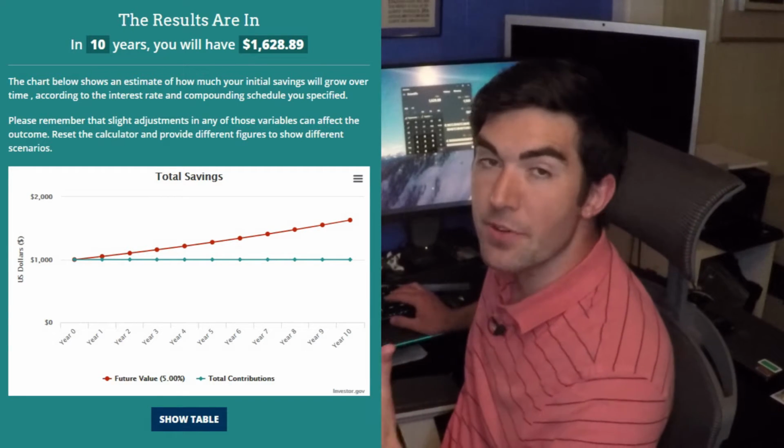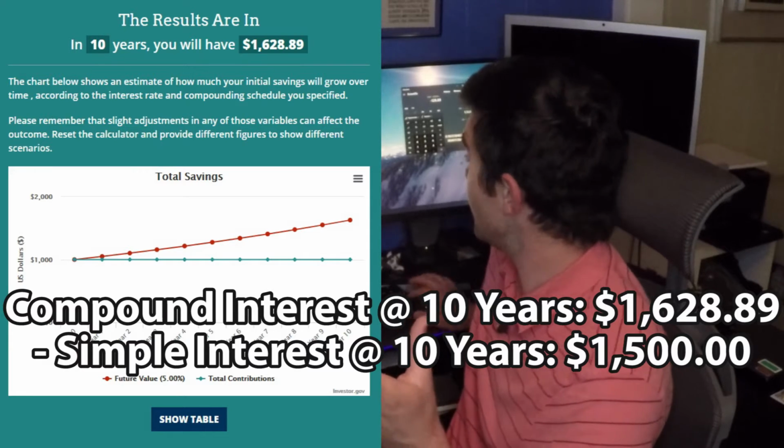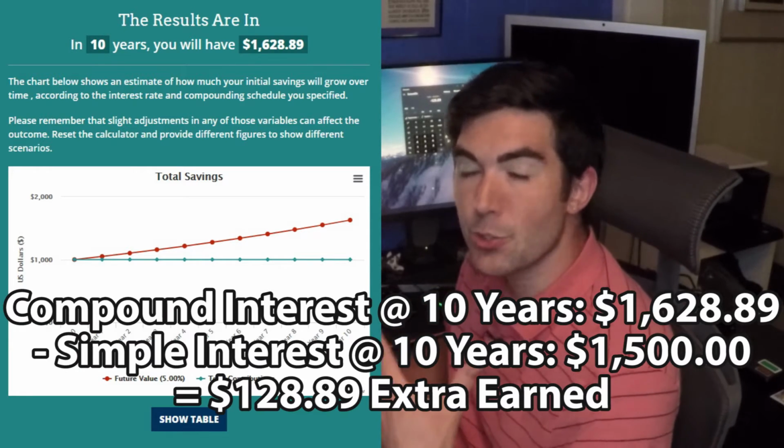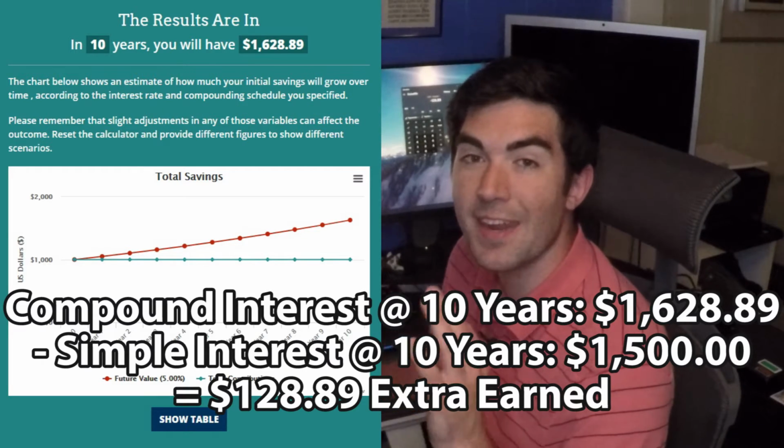So if you take the difference of that $1,500 versus the $1,628.89, it's just under an extra $130 you earn over a 5-year span based on that initial $1,000 investment. And while that doesn't sound like a lot, that's an extra 12.9%. That's almost 13% more, and the only difference is that we're compounding the interest instead of having the interest only applied to that principal amount.